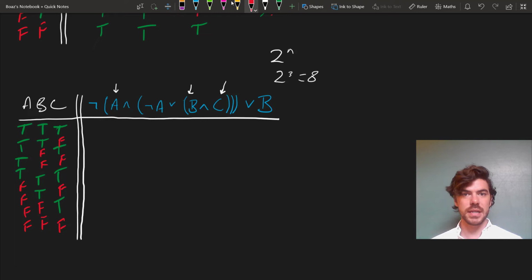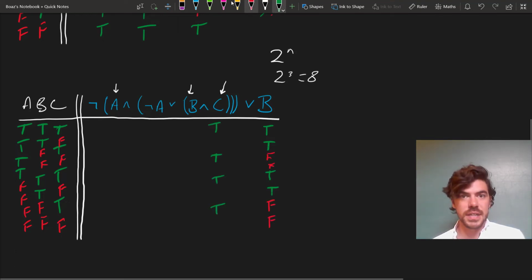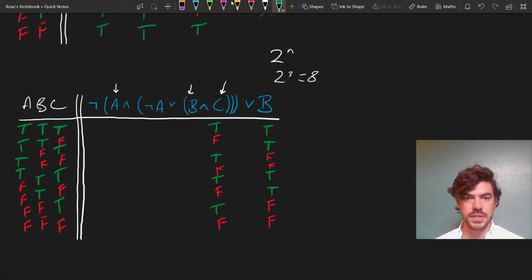B is going to be pretty easy because it's just going to be the same as B in the first column. So it'll be 2 truths and 2 falses and 2 truths and 2 falses. I'll do the same for C. I can just compare the B and C over here, so I don't think there's any point in writing out B again under this B.